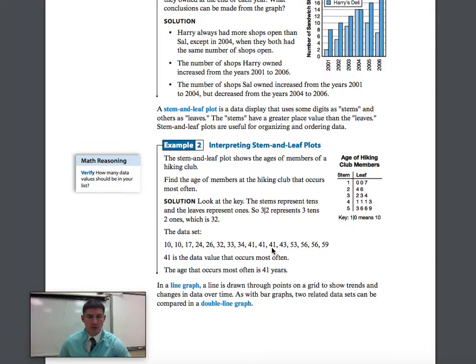There are 3 members of the hiking club that were 41 years old. You'd see that by here: 41, 41, 41. There are 2 people who were 10 and 2 people who were 56 in that age group, but the greatest prevalence, the most of them, was the 41-year-olds.